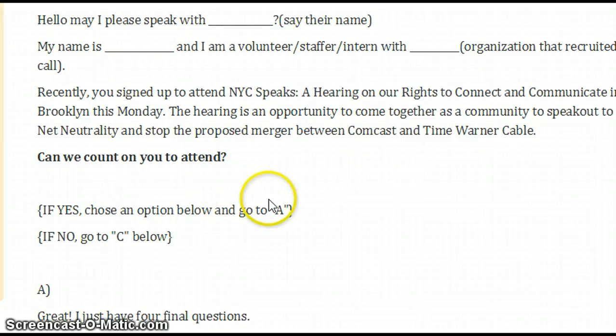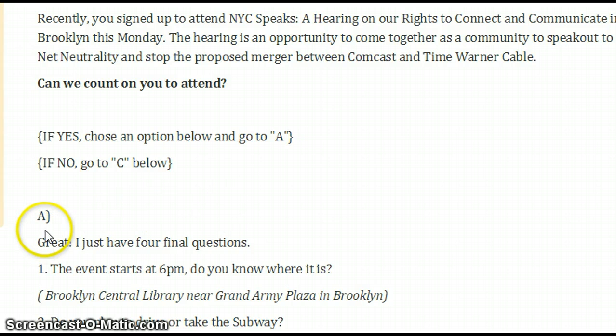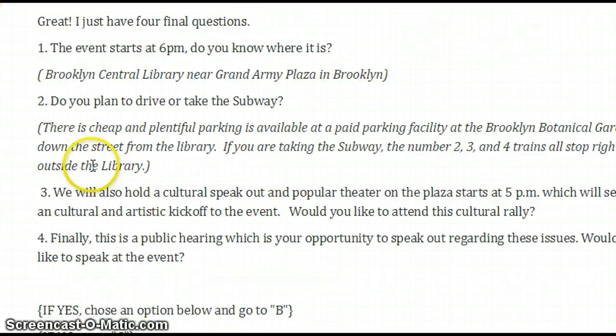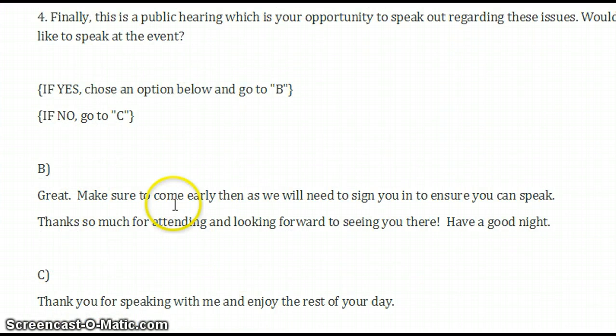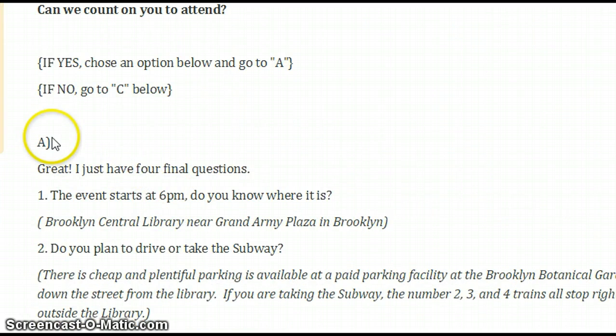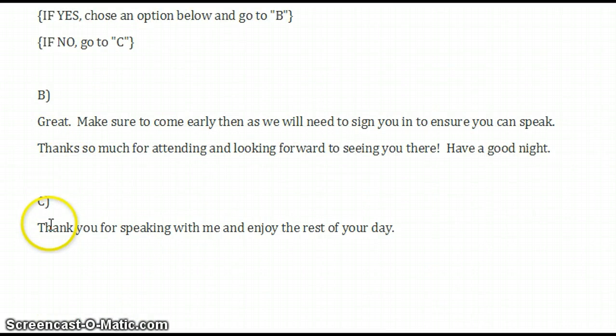Now you'll notice there are options for what happens versus what someone says to you. If someone says yes or maybe, you want to go down to option A. If someone says no, you want to scroll down to option C. So if they say yes or maybe, go to A. If they say no, go to C.